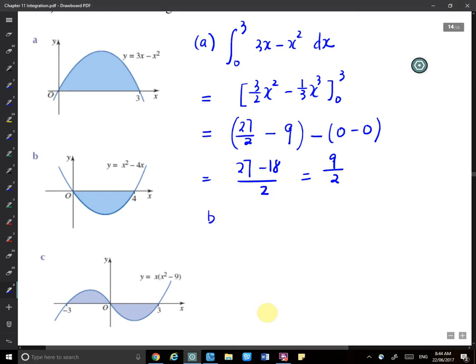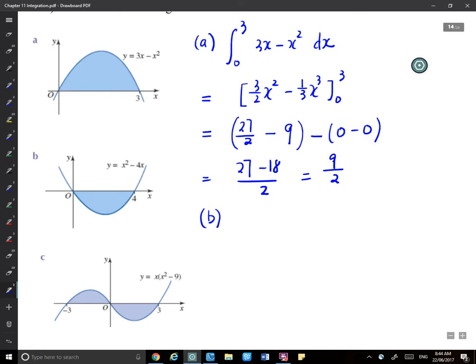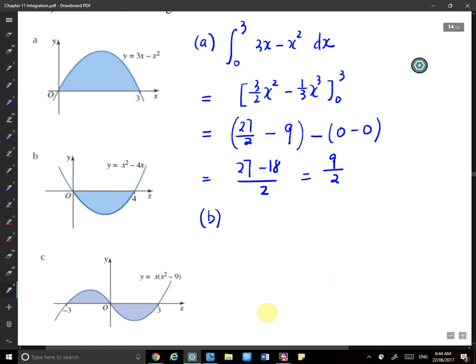Okay, B. B is all below the x-axis. Well, that's also good. So what I can do is I put a negative sign in front and integral that normally 0 to 4 x squared minus 4x dx. Okay, remember to write the dx.